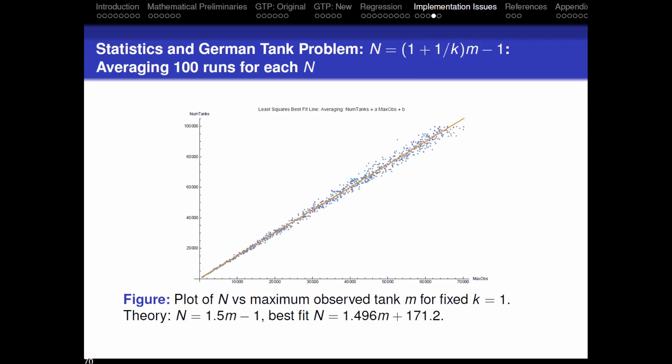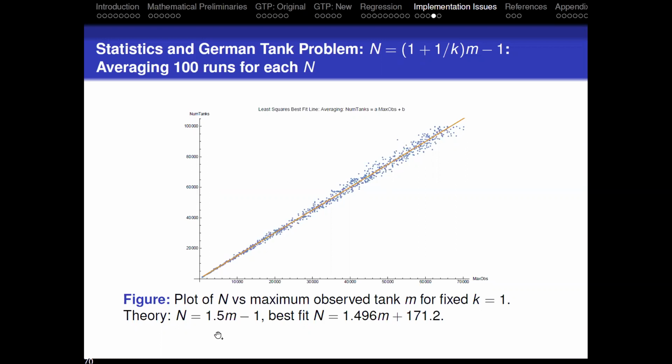One last thing I want to do before I end with the inference section is, here's another twist that we could do. I want to plot n as a function of m, the largest observed. But what we're going to do now is, for each value of n, we do it 100 times, and we record the value of the largest tank observed for each of those 100 trials, and then we average. So each dot here represents 100 trials. And what that does is it really cuts down on the variation.